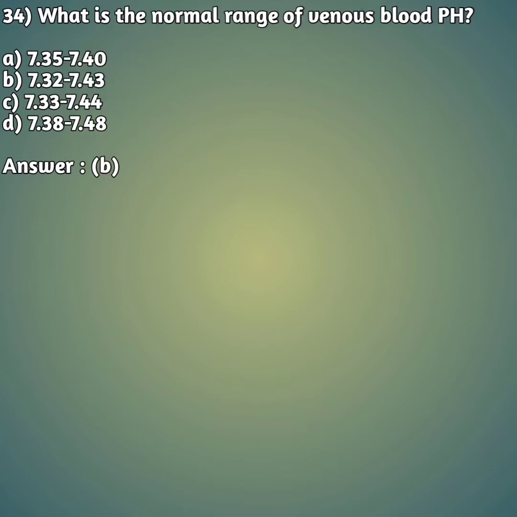Moving on to our 34th question. What is the normal range of venous blood pH? Option A, 7.35 to 7.40. Option B, 7.32 to 7.43. Option C, 7.33 to 7.44. Option D, 7.38 to 7.48. So the right answer is B, that is 7.32 to 7.43 is the normal range of the venous blood pH.